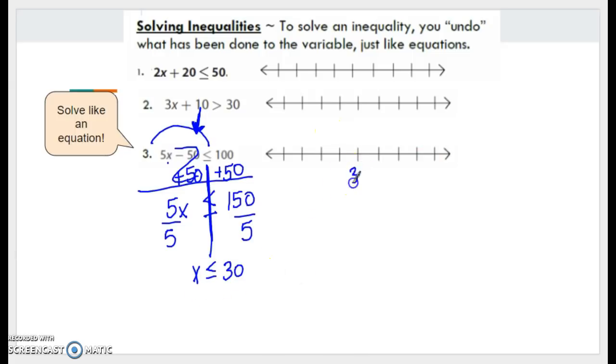So we're going to put a 30 here, put a circle. It also could be equal, so we're going to fill that circle in. And it could be everything less than that. So we have our anchor point identified, and it could be anything less than this value right here.